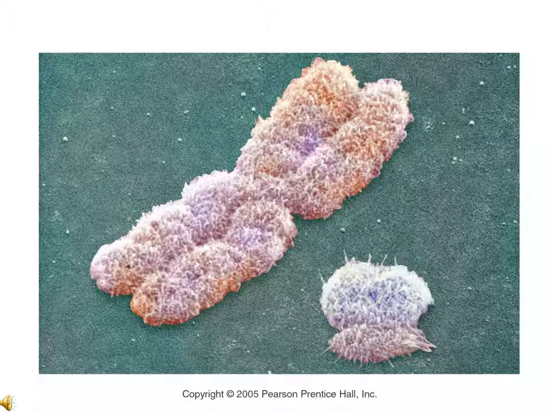This shows you an electron micrograph of the X and the Y chromosome. Notice how much bigger the X is than the Y. Therefore, you might expect any sex-linked abnormalities to be more associated with the X chromosome than the Y, because the X chromosome has so much more information that can go bad.